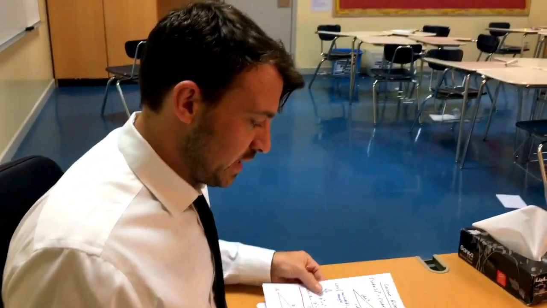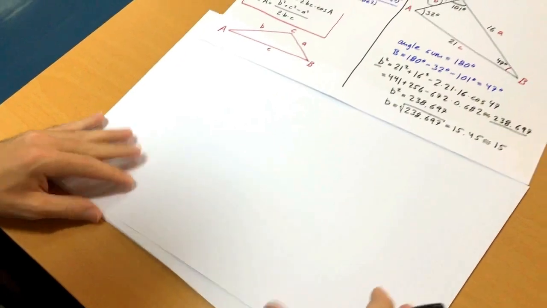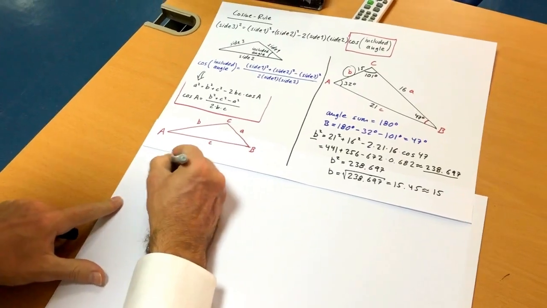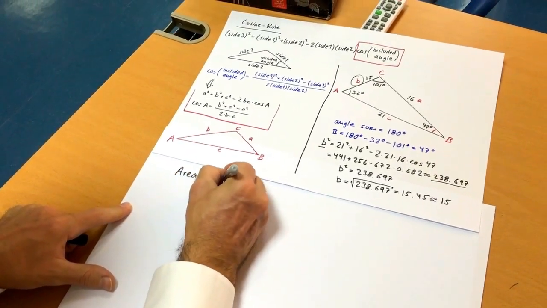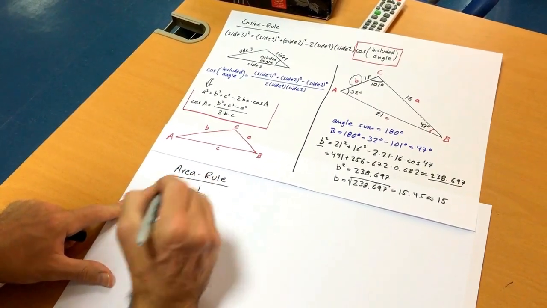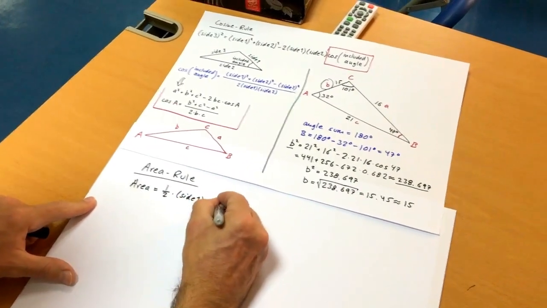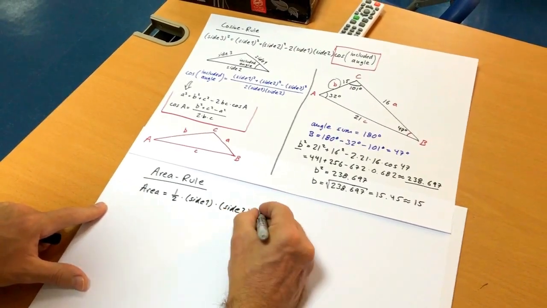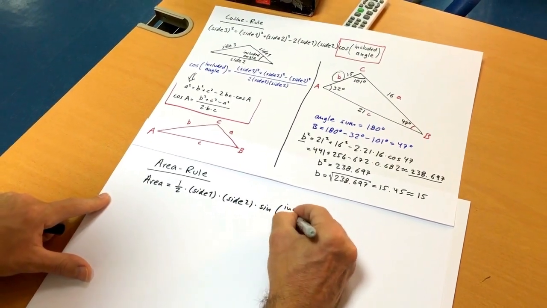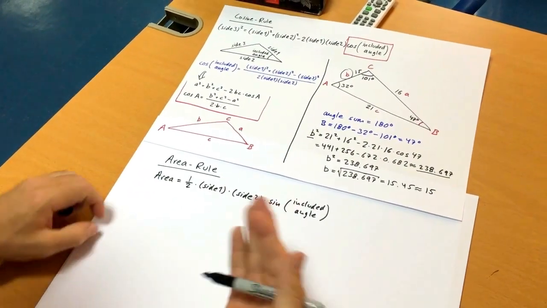One last thing is the area rule. And the area rule I choose to include in the video about the cosine rule because it uses the same thinking of the included angle. So the area rule is nothing else but a half times the length of one side times the length of another side times sine of the included angle. So once again, I need to know what is my A, what is my B, what is my C.